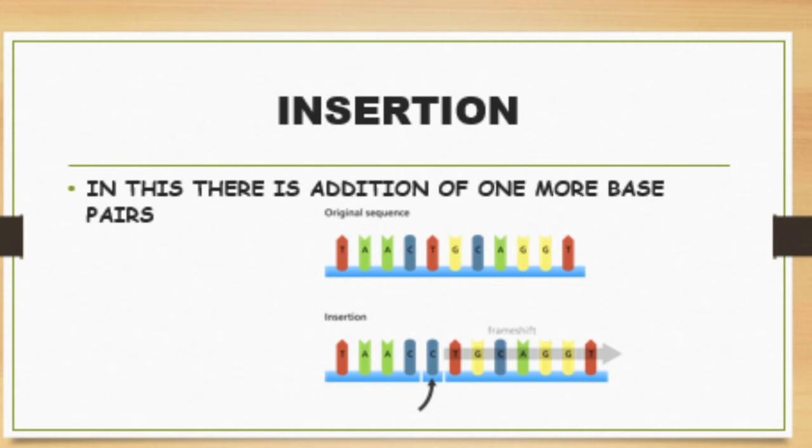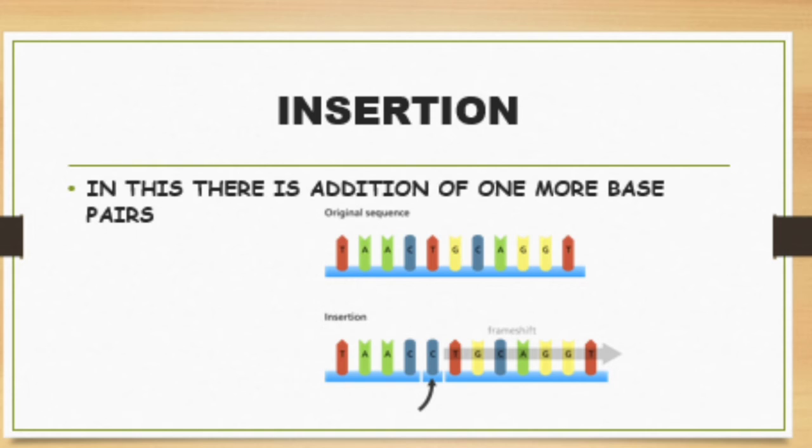After this, first we had the base pair as TAA, then we had CTG, then we had CAG, and then we had GT. Okay, 3 base pairs. After that, what happens is that the TAA remains same, but the CTG changes into CCT, and the CAG changes into GCA, and the GT changes into GGT.